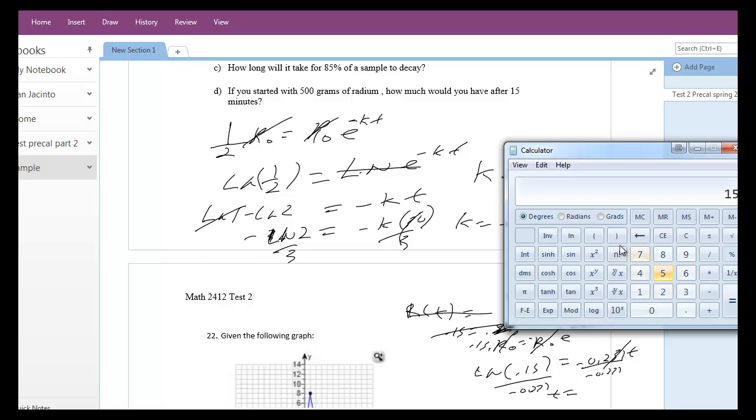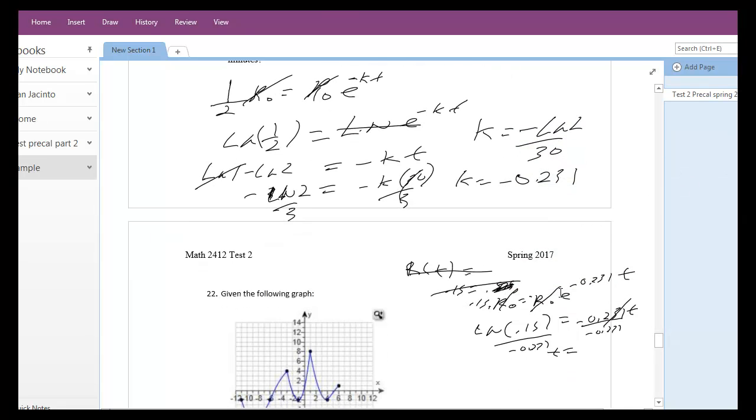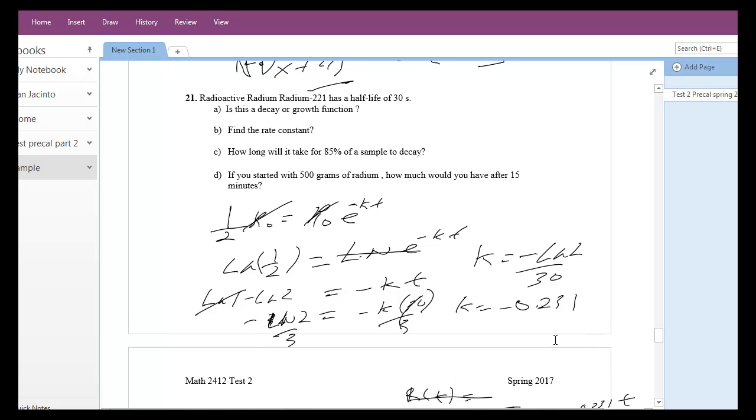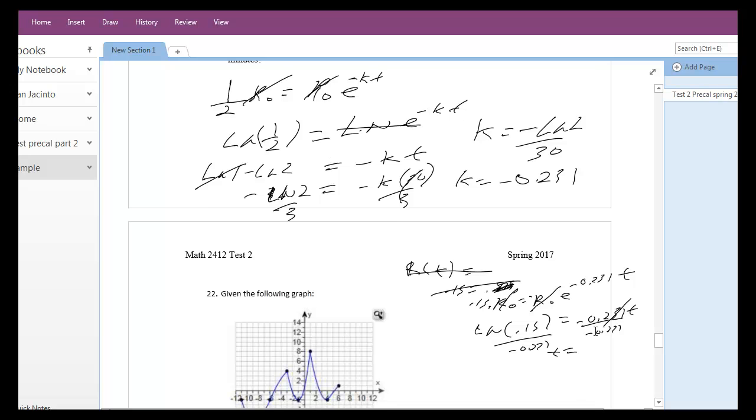0.15 ln, sorry, 0.15 ln, right? That's negative, divided by 0.231, which is negative. So that should give me minus 8.21 seconds. Is that right? Well, if it took 30 seconds for half of it to be gone, my answer should be more than 30, right? Let's try that again.